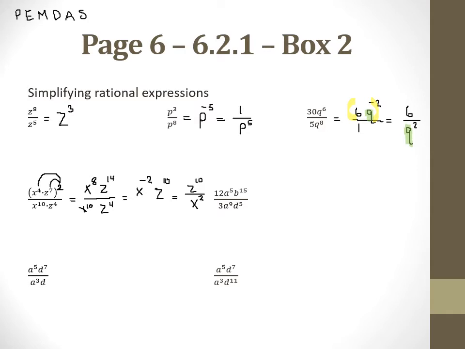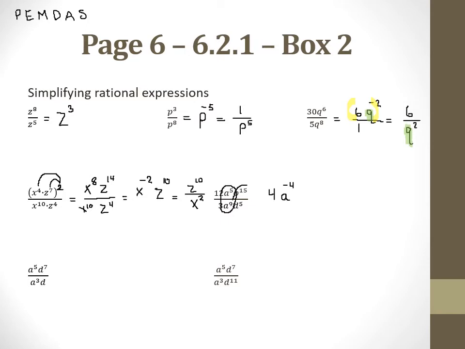The second example here to the right doesn't have any parentheses, but we do have a fraction that needs to be simplified. The whole numbers are 12 over 3. That becomes 4. And then dealing with the variables, we've got a to the 5th divided by a to the 9th. 5 minus 9 is negative 4. So this will be a to the power of negative 4.